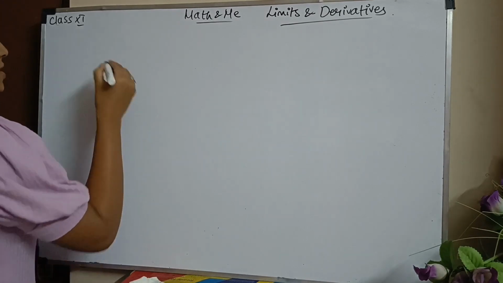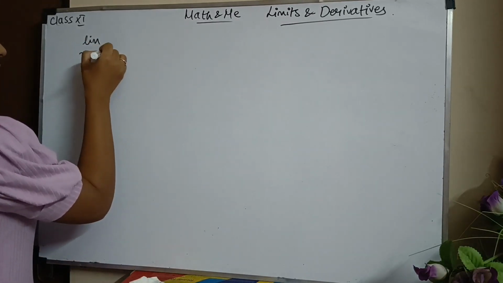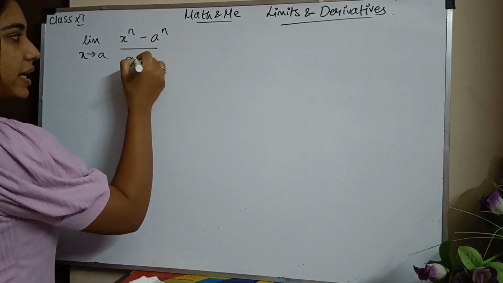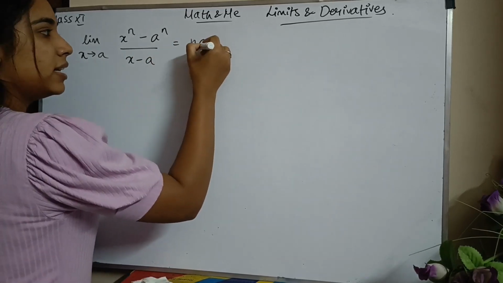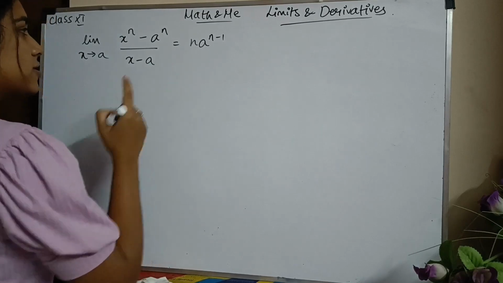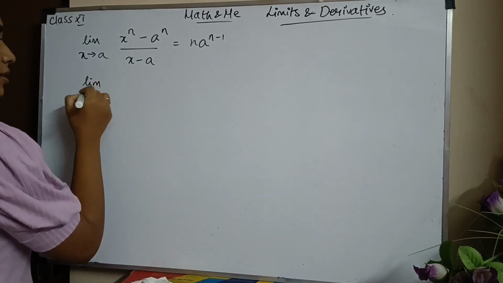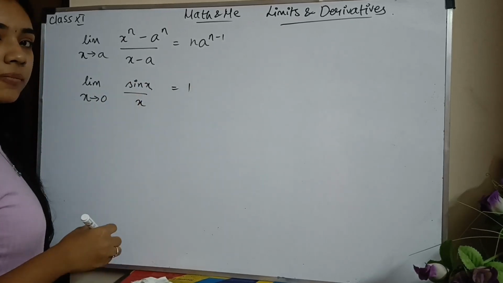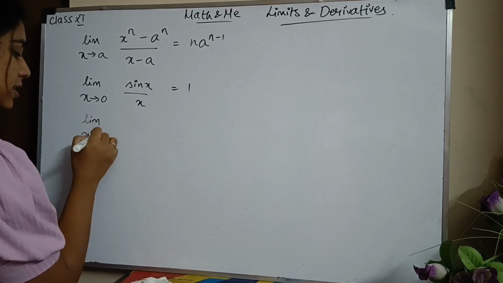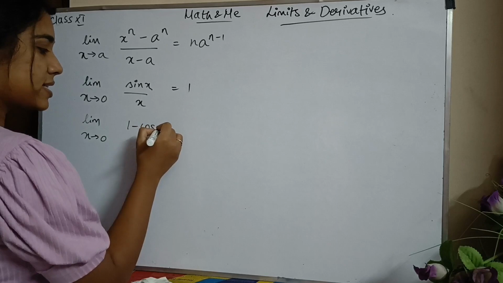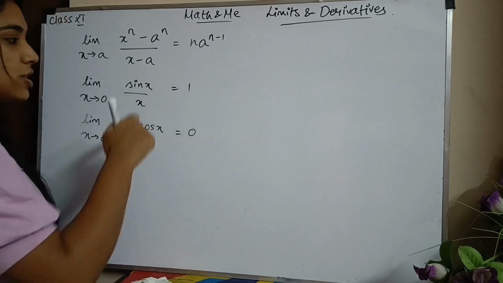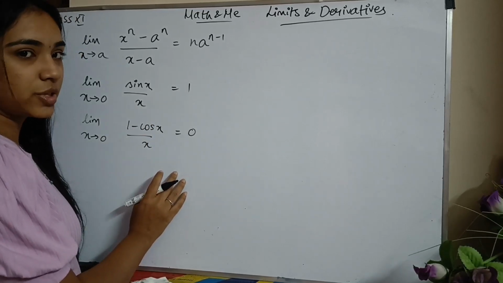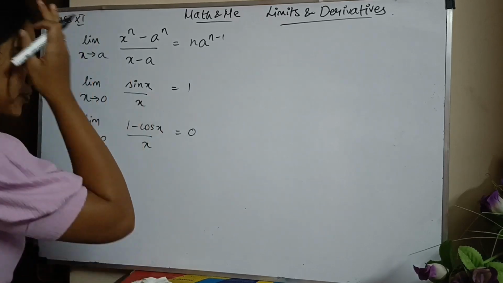So you have three more theorems. Limit x tends to a of x to the power n minus a to the power n divided by x minus a gives me n a to the n minus 1. This is one relation and there's another one. Limit x tends to 0 of sin x divided by x gives me 1, and limit x tends to 0 of 1 minus cos x divided by x equals 0. These are a few theorems or identities you can call them. We'll use these while solving examples and exercise questions, and you'll see how they are useful when we solve the questions.